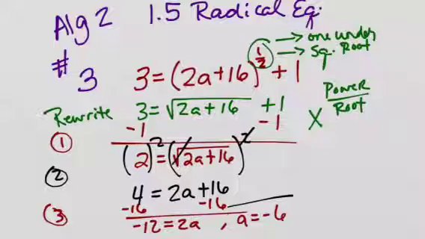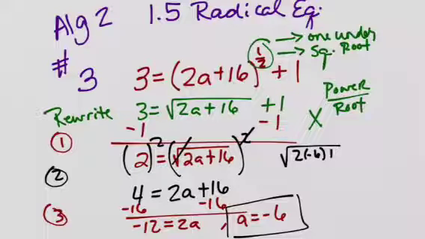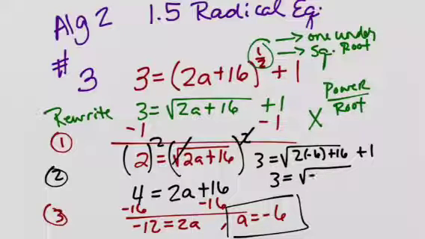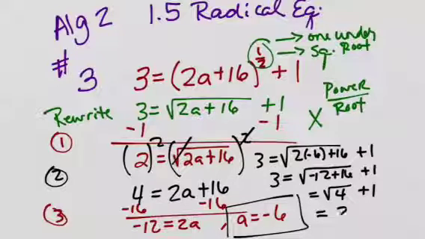I say should be because I need to go back and check it real quick. So I'm saying that the square root of 2 times negative 6 plus 16, and then I add 1 on the outside, it should be equal to 3. So let's check that. 3 equals the square root of negative 12 plus 16, plus 1 on the outside, and that equals the square root of 4 plus 1, equals 2 plus 1. So yes, that is the correct answer. That's what I'm going to leave.